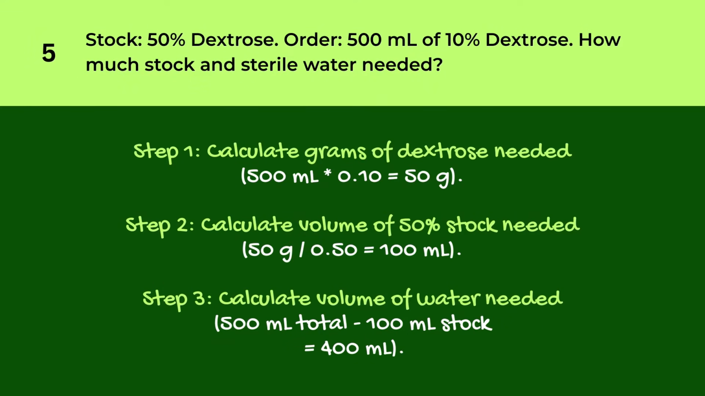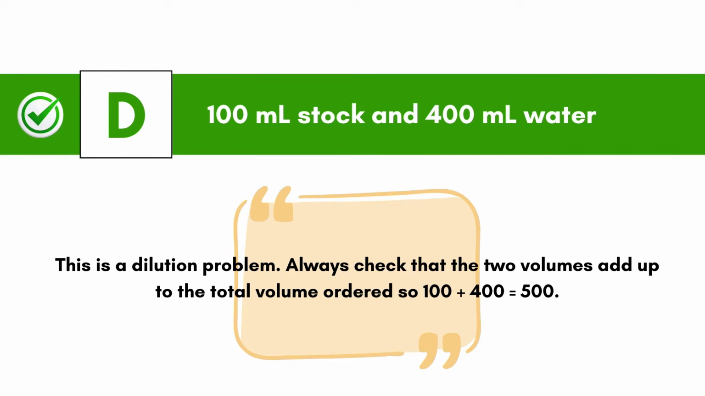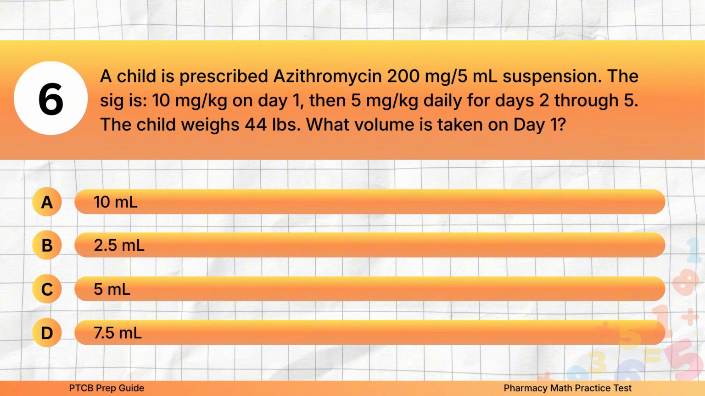Let's lock that answer in and check the board. Great work. Option D, 100 milliliters stock and 400 milliliters water is the correct answer. This is a dilution problem. Always check that the two volumes add up to the total volume ordered. So 100 plus 400 equals 500. Coming up next is a pediatric calculation involving a suspension.